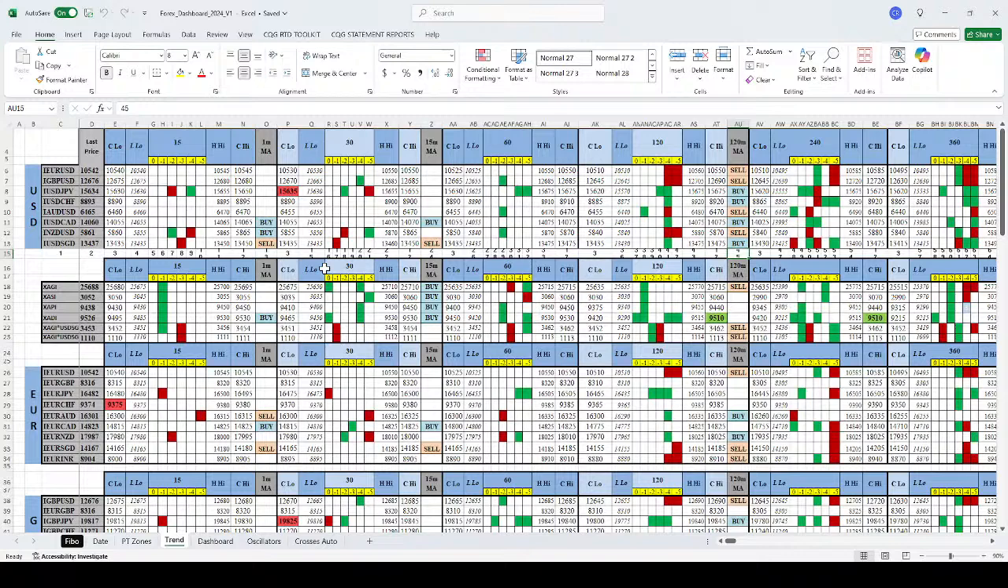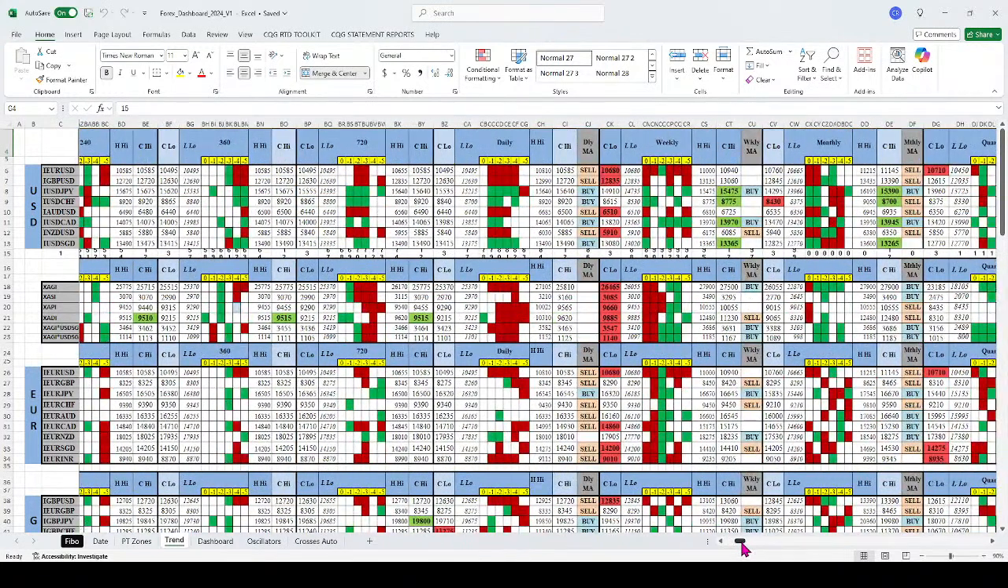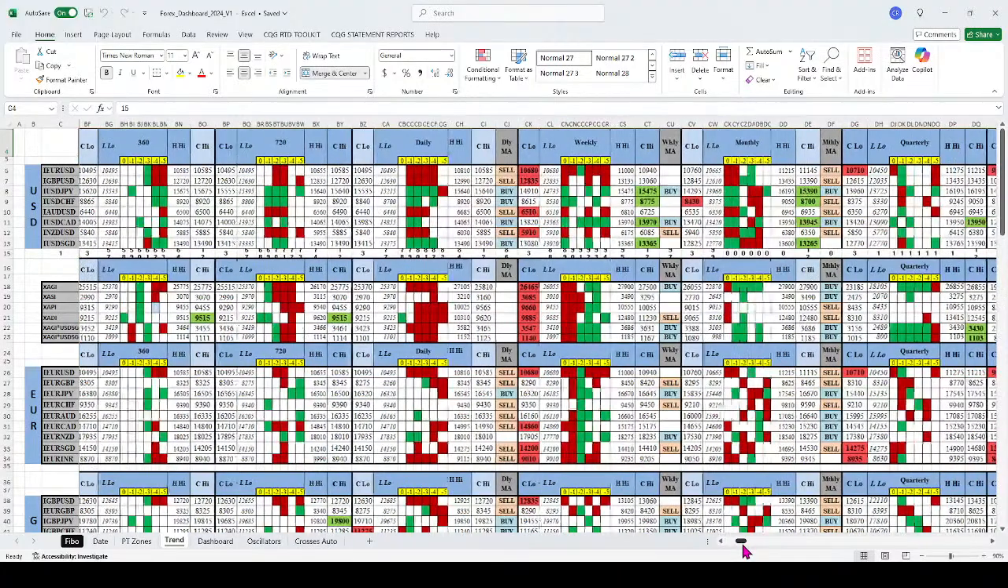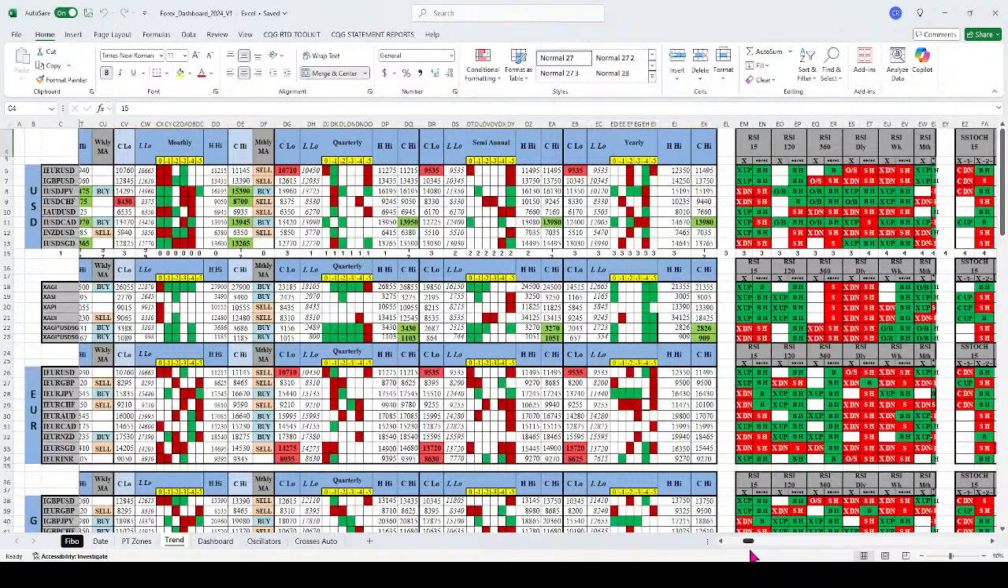Okay, now looking into this, a quick run. At the top here you see the time. This means that this is the 15-minute chart or candlestick we are looking at. This is 30 minutes, 60 minute, 120, 240, 360, 720, daily, weekly, monthly, quarterly, semi-annual, and yearly.